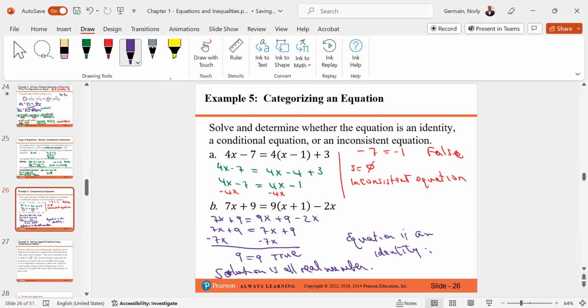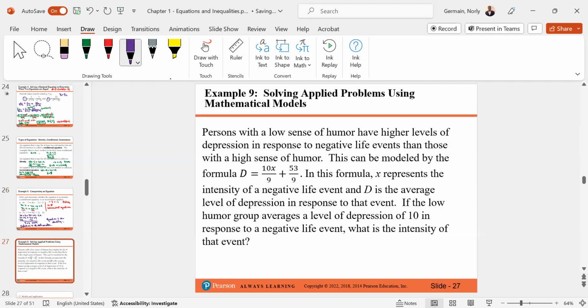How can we use equations in solving real life problems? Look at this one. Solving equation, apply problems using mathematical models. That's something we ought to do, because that's the purpose of doing all this mathematics: we want to solve problems. In this example, a person with a low sense of humor has higher levels of depression in response to negative life events than those with a higher sense of humor. So it's a study. Statistics is used to conduct studies about real life situations. That's an example of a study conducted by a research bureau. This can be modeled by the formula.